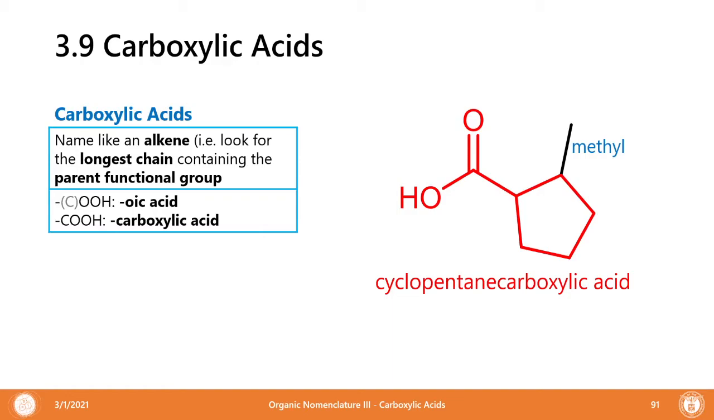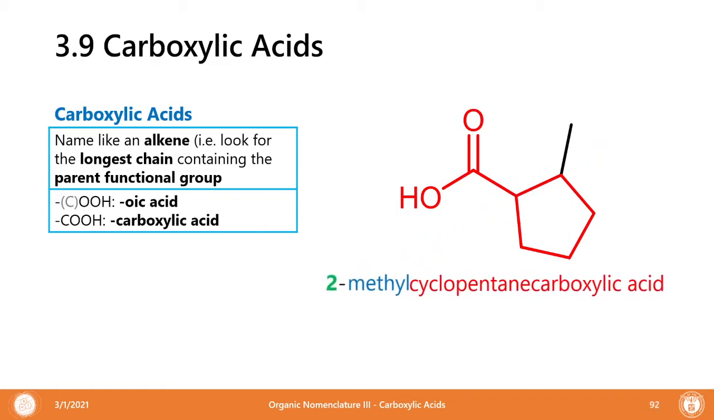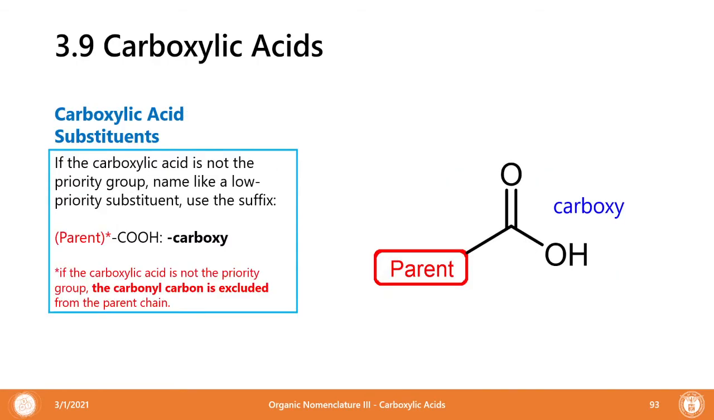Here we have a methyl substituent. Okay, and then with locant numbering, we set number 1 at the alpha carbon. So 1, 2, 3, at 2 position we have the methyl group. And so we get 2-methyl cyclopentane carboxylic acid. If there is a higher priority functional group than carboxylic acids, so for example, if we have a quaternary amine, we can use the prefix carboxy. Note that the carbonyl carbon is not part of the parent chain.